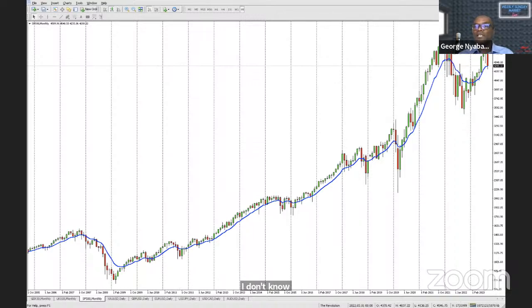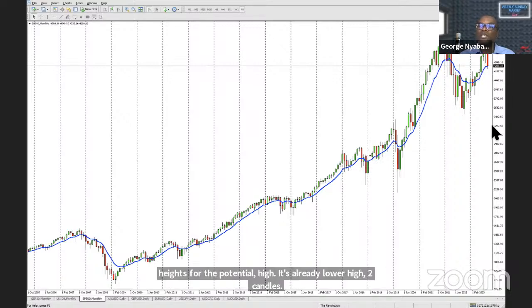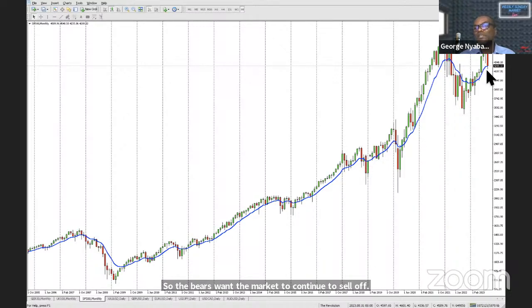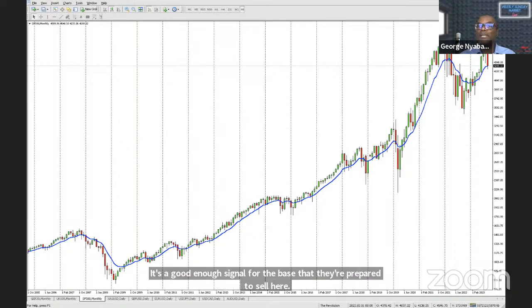So as far as the bears are concerned, after this big bull run, they managed to break the trend line, and now we have a potential lower high. It's already a lower high, two candles. So the bears want the market to continue to sell off. It's a good enough signal for the bears that they're prepared to sell here and put a stop up here.